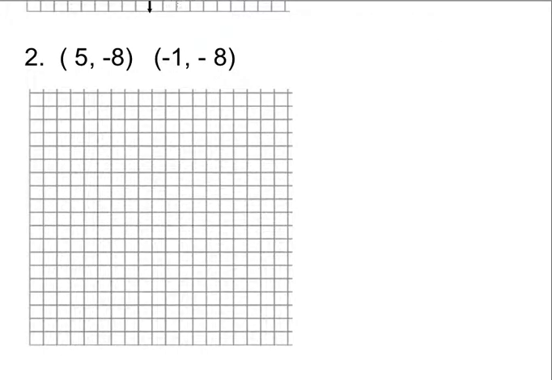All right, so this one right here. If you sketch those, 5, negative 8, and negative 1, 8. I'm trying to find the midpoint between those two. So you could probably kind of tell where it is. Right there is going to be the midpoint. So this one you could actually do without doing that formula, because it's going to be 2, negative 8.